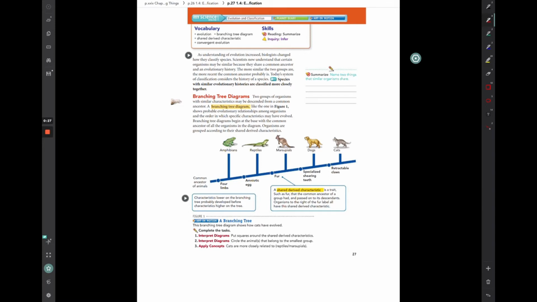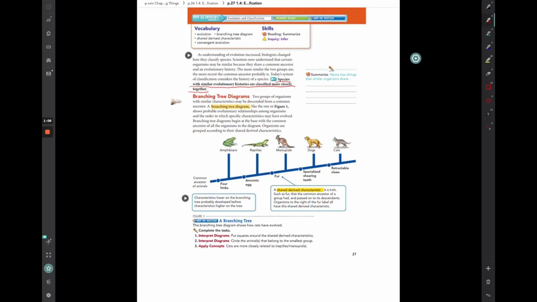of organisms. And they began to classify them based on the different common ancestors that they may have shared and their evolutionary history. So not just about their characteristics, but they looked back at their evolutionary history to see how similar groups might have been. And then the more recent the common ancestor is, the more closely related they were. So species, and this is our key sentence, species with similar evolutionary histories are classified more closely together.